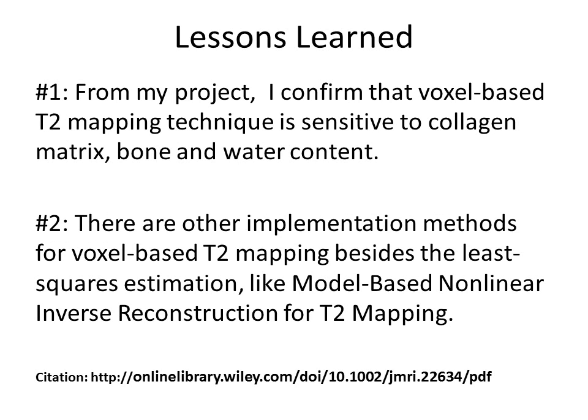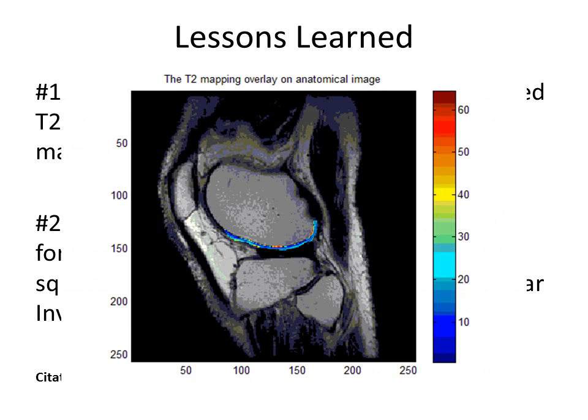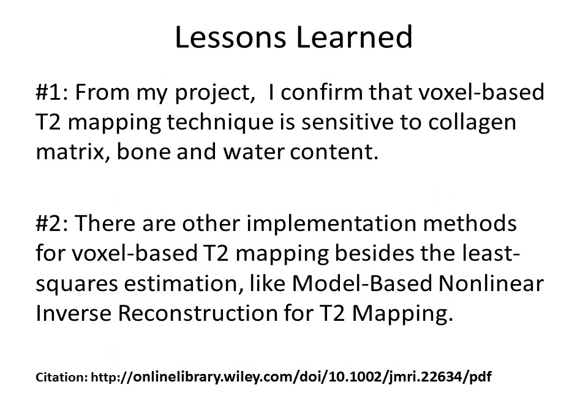And here is the lesson I learned. From my project, I confirmed that the voxel-based T2 mapping technique is sensitive to the collagen matrix, bone, and water content. So here is the map. When I select the bone material a little bit, the T2 of the bone shows the red dot, which is sensitive. And there are other implementation methods for voxel-based T2 mapping besides the least square estimation.